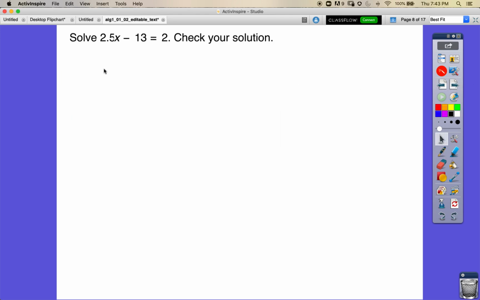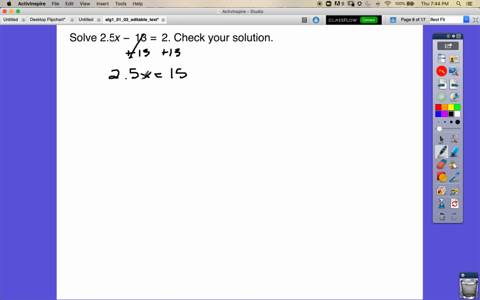So we're going to solve 2.5x minus 13 equals 2, and we're going to always make sure to check our work. So the first thing we're going to do is get rid of this minus 13, and we're going to undo it by adding 13 to both sides. That will cancel out and make 0. You bring down the 2.5x. Make sure to always line up your equal signs.